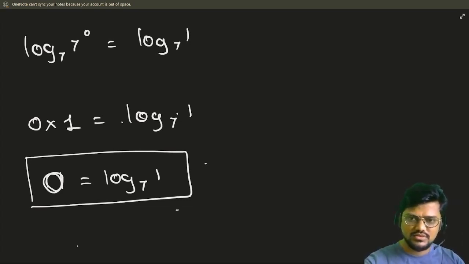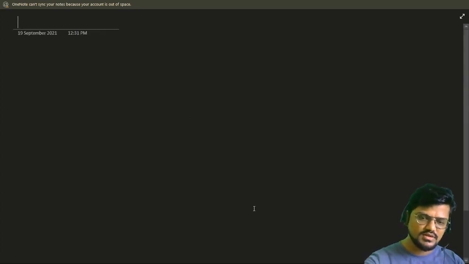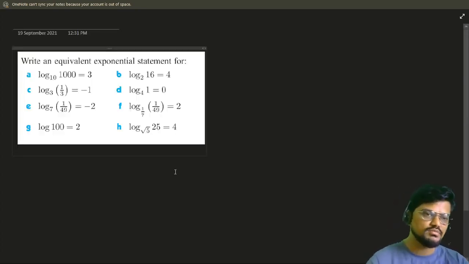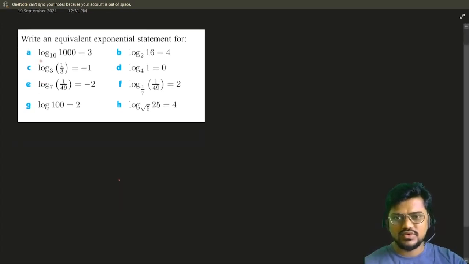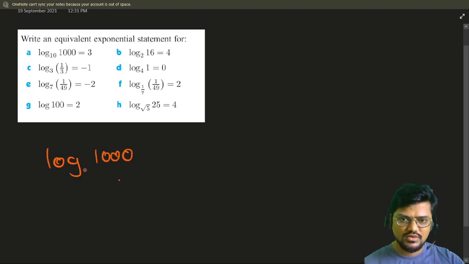Now, the next question: you have to write an exponential statement for the given questions. Now they have given it in the logarithmic form, and you have to convert it to the exponential form. Fine? Yeah, now let us do the first one. What is given? Log of 1000 to the base 10 equals 3.